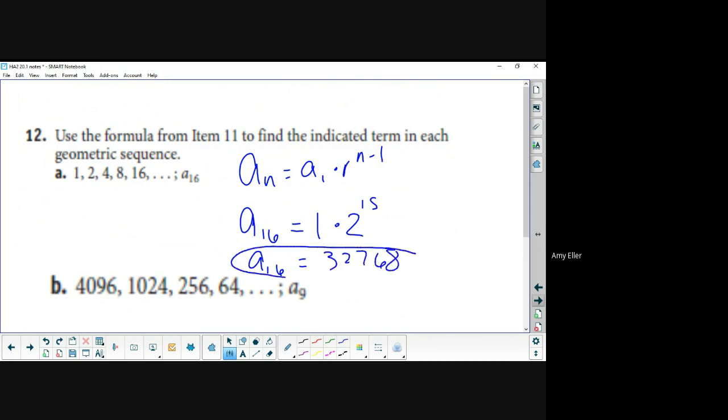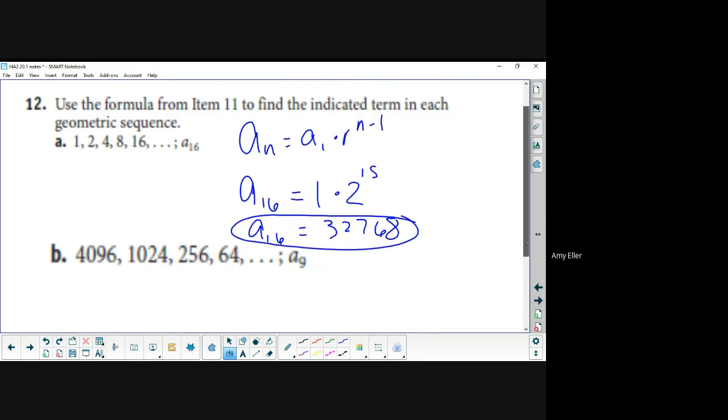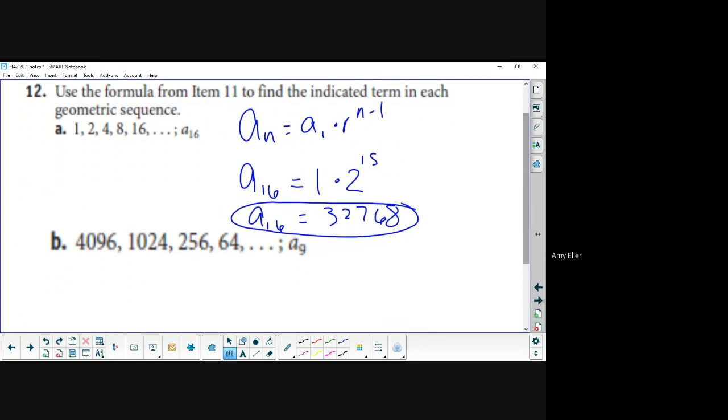We might have some larger numbers now because we're dealing with multiplication. So those numbers get big or small really fast. Not a lot of work to show. Go ahead and do B. You're finding the 9th term.